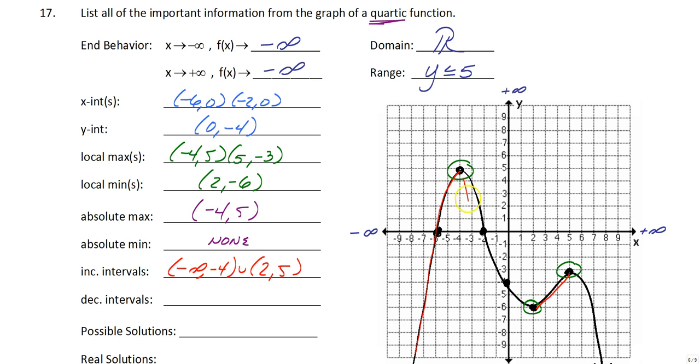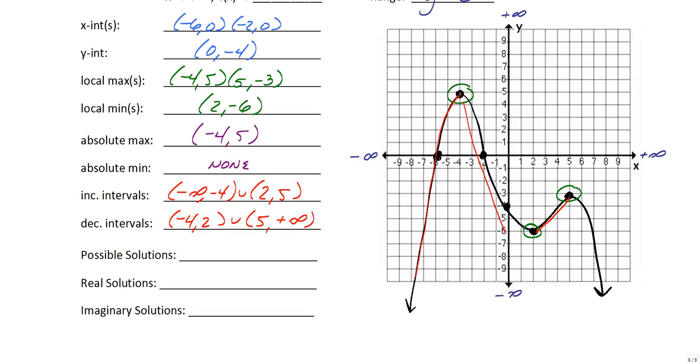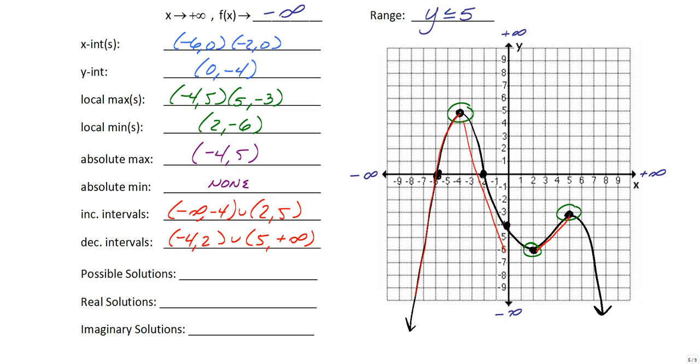Decreasing is when we go top to bottom. Remember, we always read this left to right. So negative 4 to 2. And we're going to decrease again from 5 to positive infinity. Remember, if it's on the right side, if we're going to the right, it's always going to be positive infinity. Negative infinity always comes from the left. Positive infinity is always going to the right. For increasing and decreasing, of course.